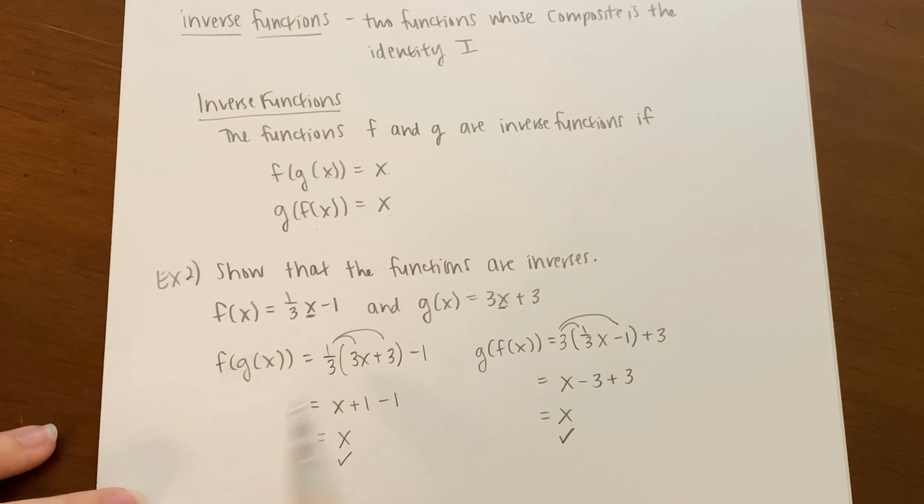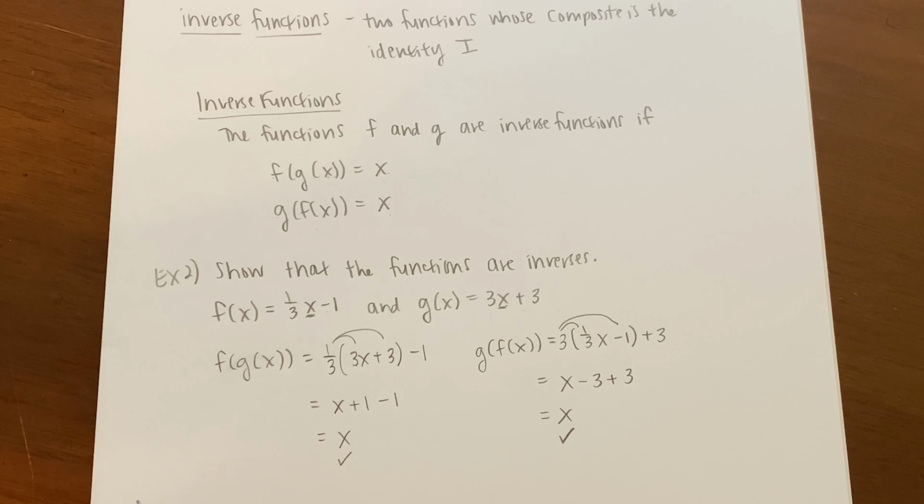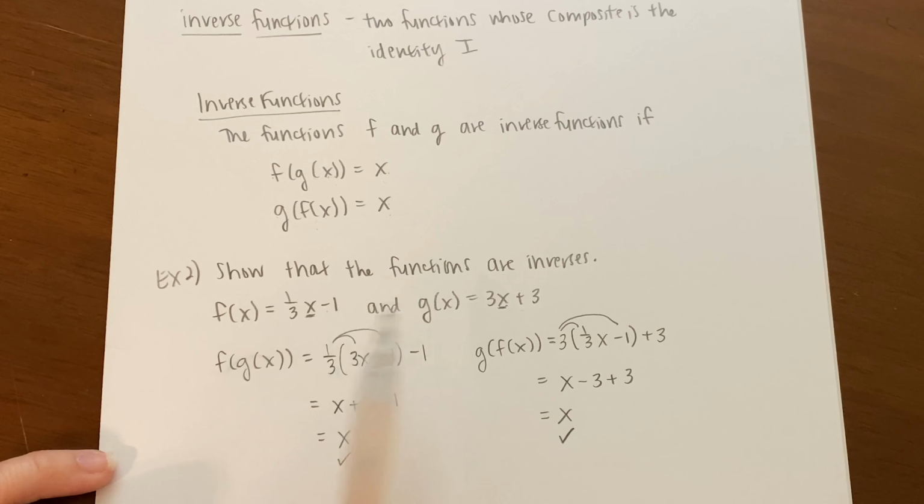So when they are both true, when f of g of x equals x and g of f of x equals x, then we have inverse functions. So now we can say that f of x and g of x are inverses of each other.